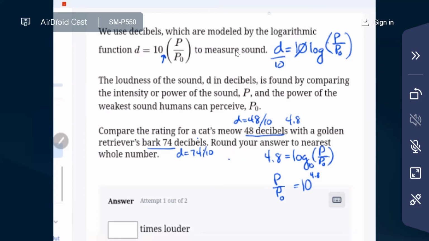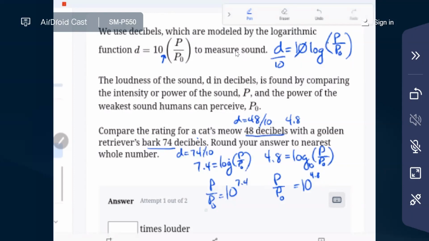Erase this so I have a little more room. All right, so we're going to get 7.4 equals log of P over P0, and that's going to be the same thing. All right, so we're going to end up with P0 equals 10 to the 7.4. Notice that since both of these are equal to 10 to the 7.4, we can compare them.